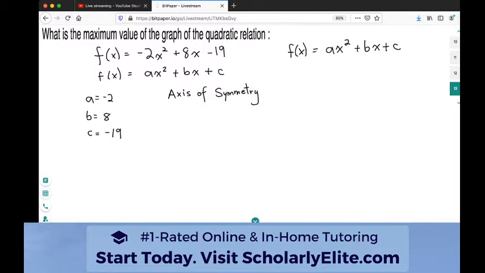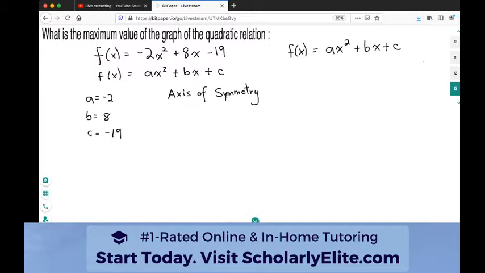So what we're going to do now is use the equation for the axis of symmetry. When we're talking about a basic quadratic of x squared, with the y-axis and the x-axis, the axis of symmetry is at x equals 0. But to solve another problem where it's obviously not just x squared, we have to use something a little bit different.